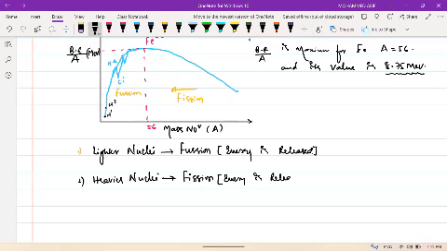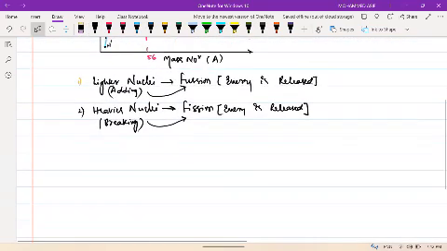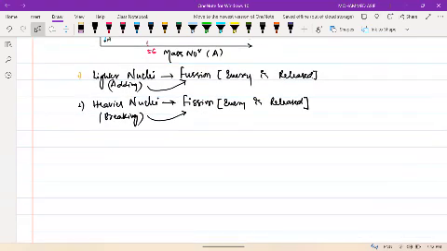Energy is released. Heavier nuclei means breaking. The process of breaking of heavier nuclei is called what? Fission. Lighter nuclei means adding. Addition of lighter nuclei to form a heavier element is called what? Fusion. Am I clear?